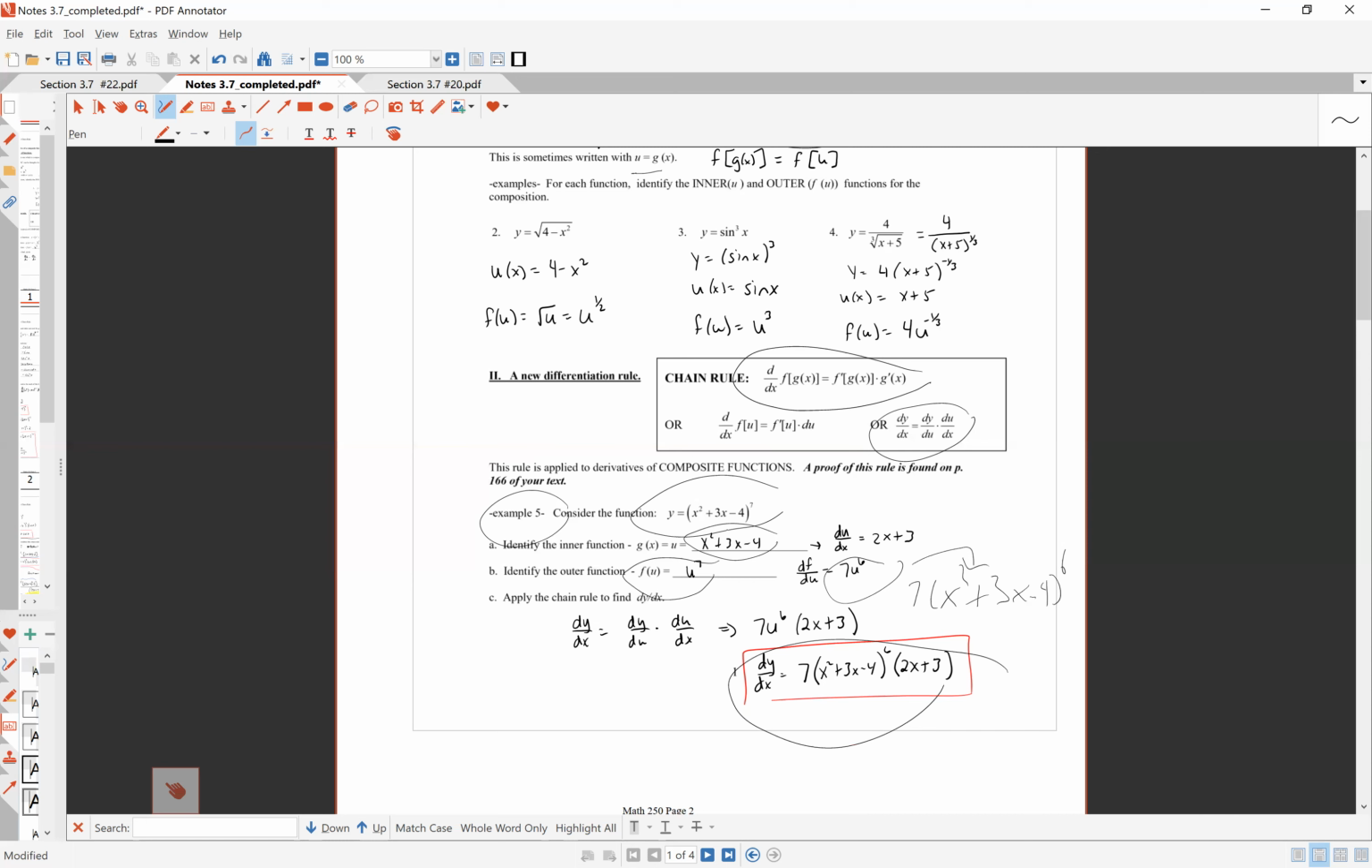So that's one way of doing it. You identify it as a composite function, you identify the outer function, which is f, you identify the inner function, which is g, and we'll call that u. Then you take the derivative of y with respect to u times the derivative of u with respect to x, and then you just make all the substitutions.